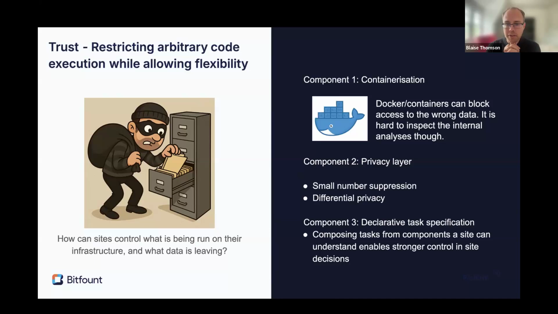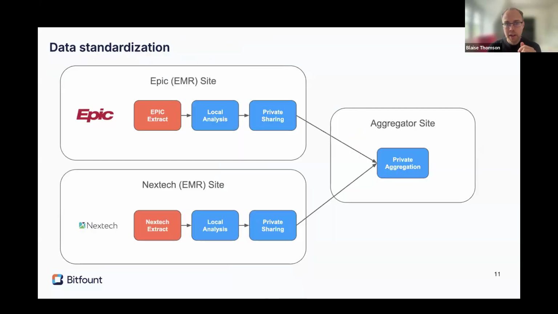And so that leads us to the third component, which is having some kind of declarative task specification. And that's essentially a lot of the idea I'm going to talk about here, which is enabling people to compose tasks from components that people actually understand. And doing that in combination with these other components, I think, can give a really strong understanding and level of trust, and also technical guarantee about what's happening to the analysis. So that's the trust question.